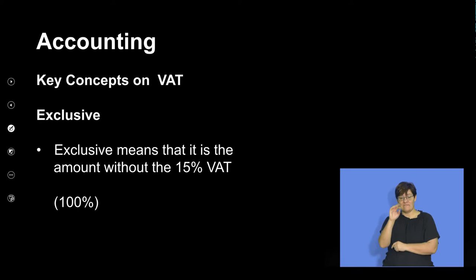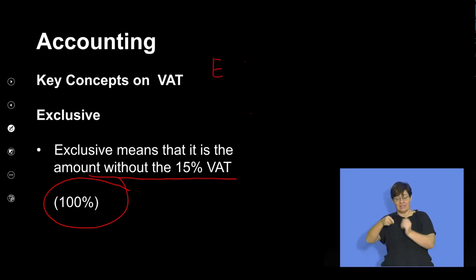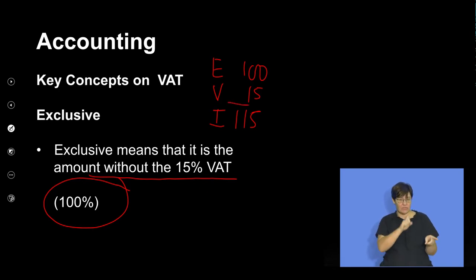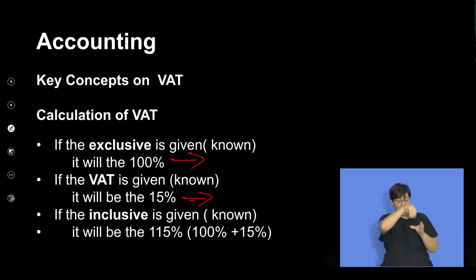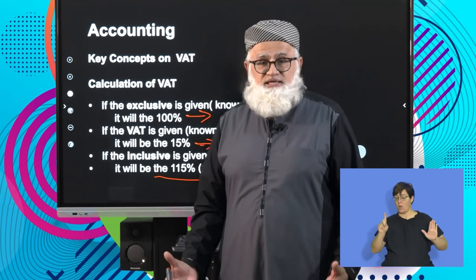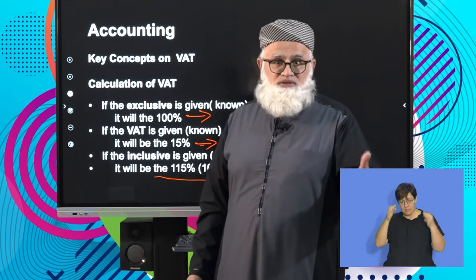Exclusive means that the amount is without the VAT at 15%. In other words, it's the 100%. So remember, exclusive is the 100, the VAT is at 15, and inclusive would be 115, where it's 100 plus the 15. So that will give you a clear indication of how to go about doing your calculations. So, if the exclusive is given to you, it will be 100%. If the VAT is given to you, it will be the 15%. If the inclusive is given to you, it will be the 115%. So keep this in mind. 100% exclusive, VAT 15%, inclusive 115. So therefore, you can clearly see that depending on what information is given to you, you will then have to use that information to determine what the question is asking for.